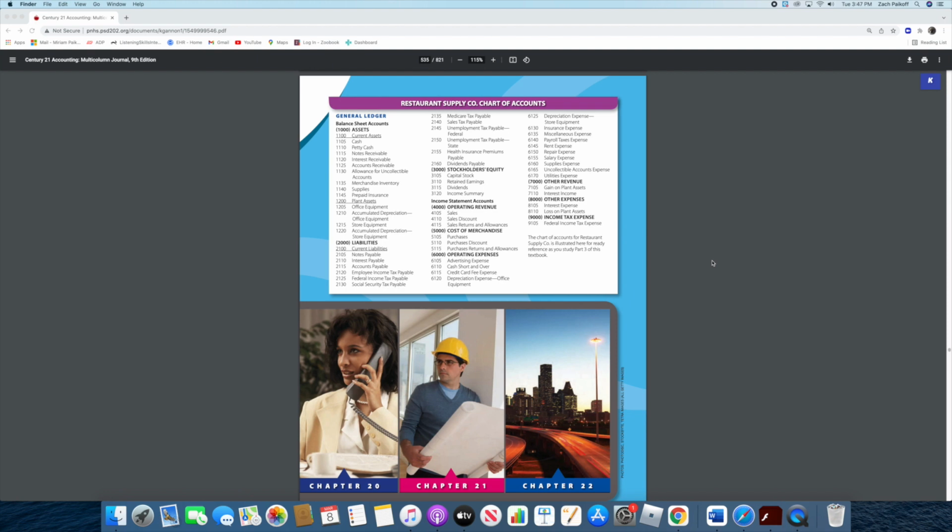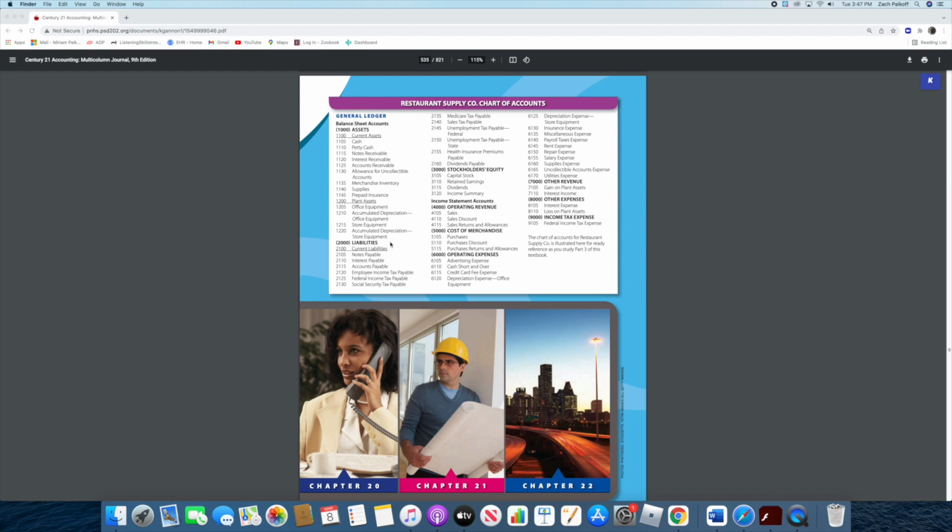Alright, so the last thing that I'm going to be talking about in this general overview of part 3 is the chart of accounts for Restaurant Supply Company. Starting with the general ledger balance sheet accounts, all asset accounts will have 4-digit numbers beginning with 1. As you can see, we have all of the current asset accounts listed right here, and we have the plant asset accounts listed right here.